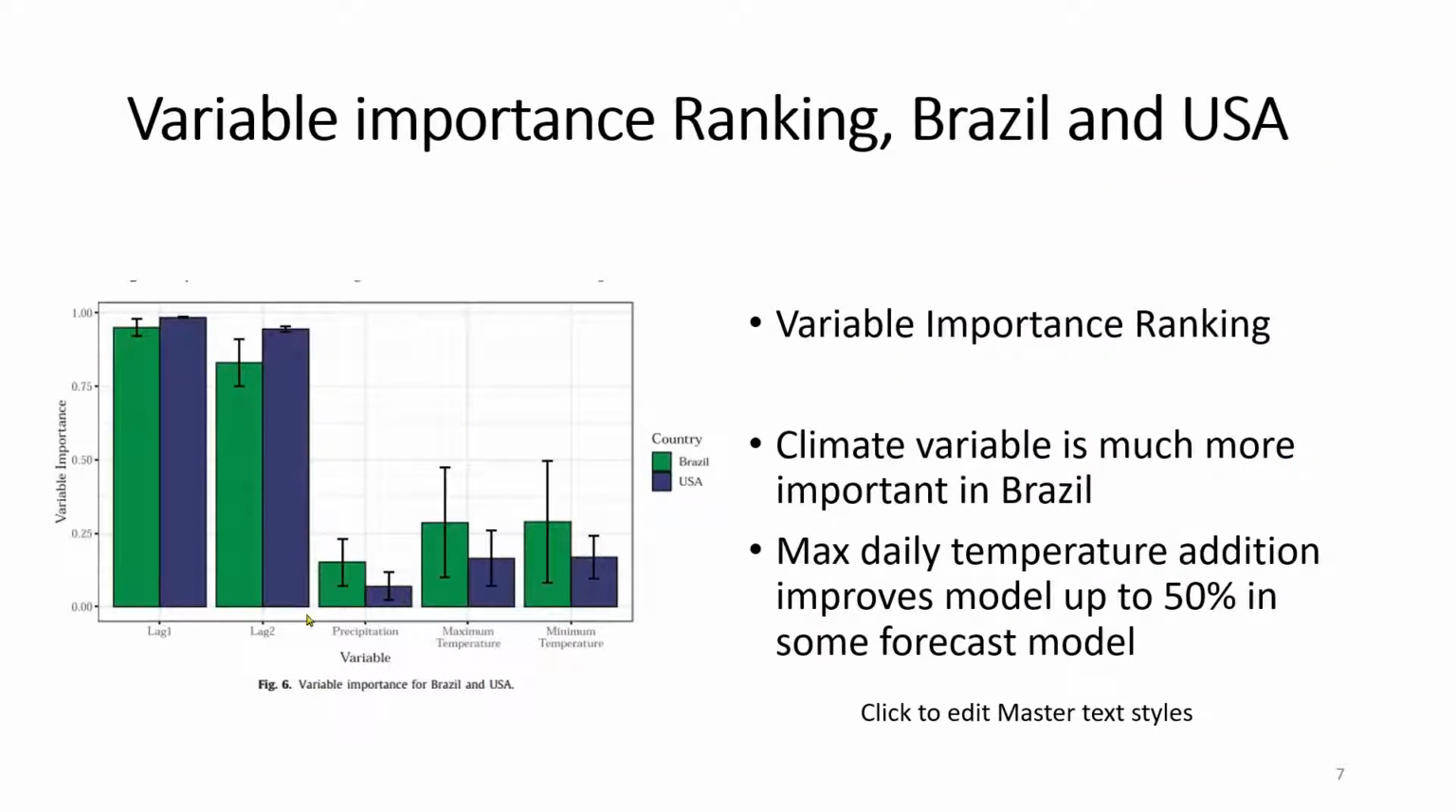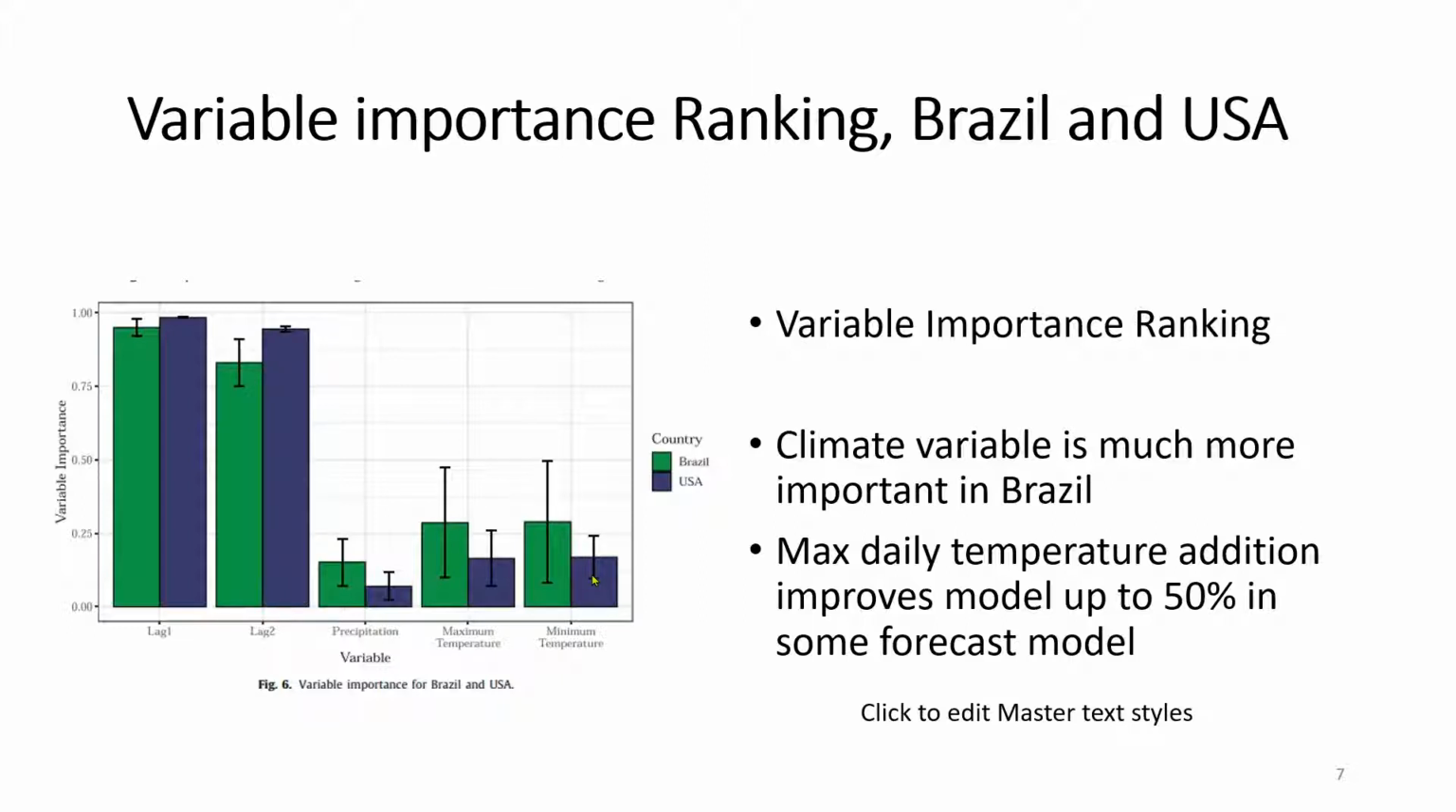So this is an interesting figure. The variable importance by ranking in 2 countries. The light green is Brazil, and then the blue is USA. So, of course, the past COVID cases predominantly outweigh any of these climate variables, both in lag 1 and lag 2. But very interestingly, especially in Brazil, the climate variables actually matter a lot.